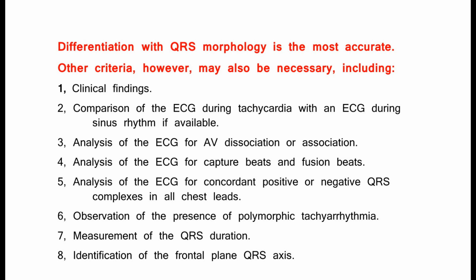3. Analysis of the ECG for AV dissociation or association. 4. Analysis of the ECG for capture beats and fusion beats. 5. Analysis of the ECG for concordant positive or negative QRS complexes in all chest leads. 6. Observation of the presence of polymorphic tachyarrhythmia. 7. Measurement of the QRS duration. 8. Identification of the frontal plane QRS axis.